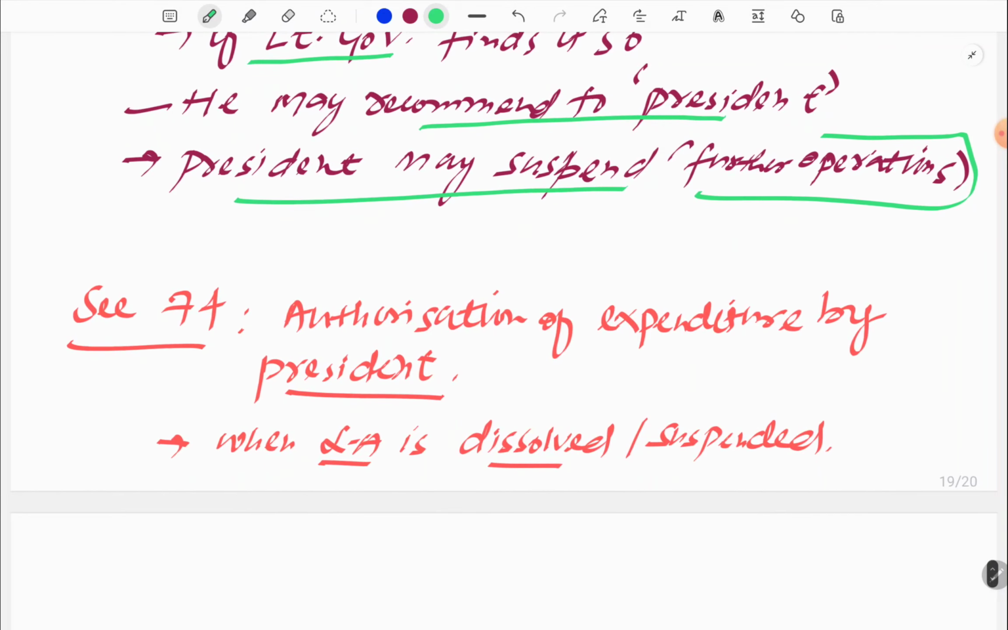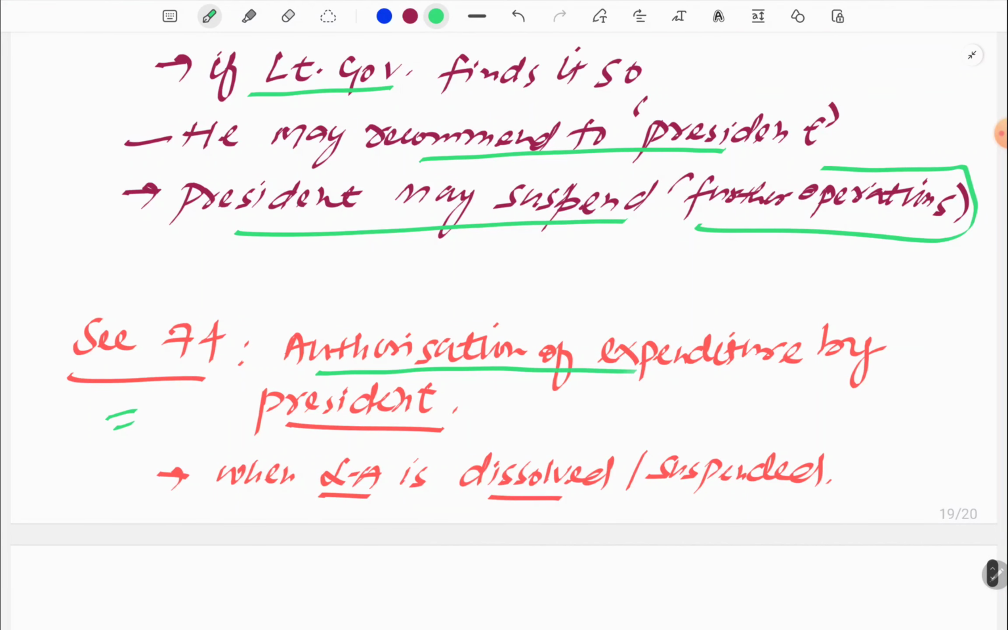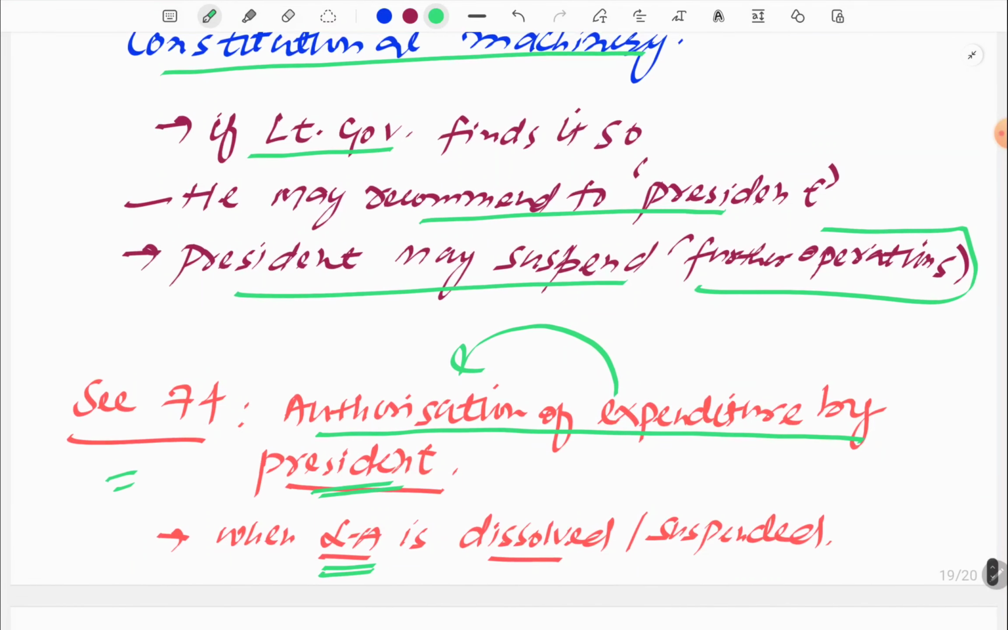Okay, section 74, that is authorization of expenditure by the president when the Legislative Assembly is dissolved or suspended. Simple, it simply means that whenever the Legislative Assembly is not functioning, that is, it's suspended, or whenever it is being dissolved, then all the expenditure to be met by that particular union territory or that particular state has to be done only through the authorization of the president, because he is the sole owner at that time when the LA is dissolved or suspended.